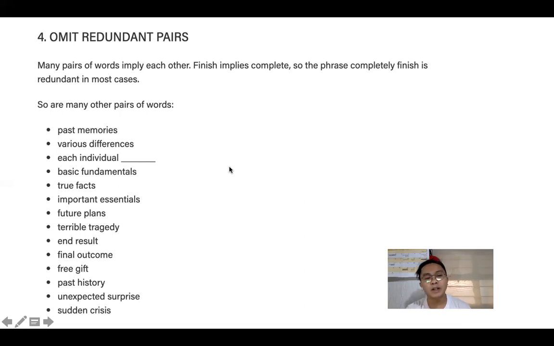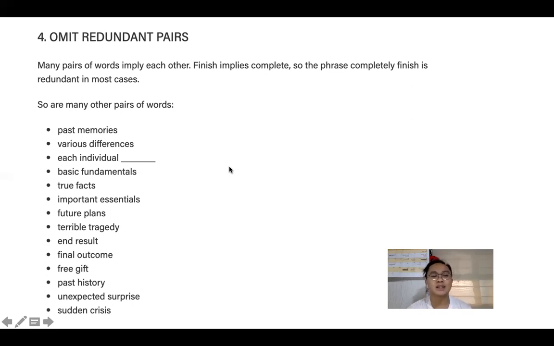Each individual. So yung each means individuality. So individual also means yung tagi-isa. So each individual is redundant. Basic fundamentals. Basic means fundamentals. Fundamentals is actually basic. Yung true facts, all facts are true, and true means you're saying something that is based on facts. Okay? So that is redundant.